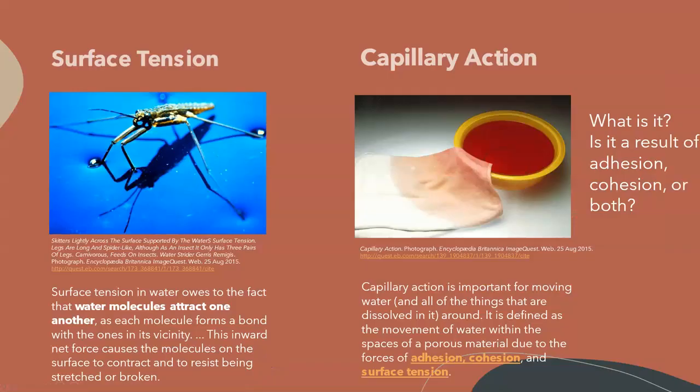But surface tension is why you can get bugs walking on the surface of water. It's because water molecules attract one another very strongly. As each molecule forms a bond with the ones in its vicinity, now what kind of bonds? Hydrogen bonds. That inward net force causes the molecules on the surface to contract and resist being stretched or broken. So you get things like this. Really cool. And then capillary action is important so that we can move water, blood, all things that are dissolved in water around. It's defined as the movement of water within the spaces of a porous material, like your veins and arteries and things of that nature, due to the forces of adhesion, cohesion, and surface tension.